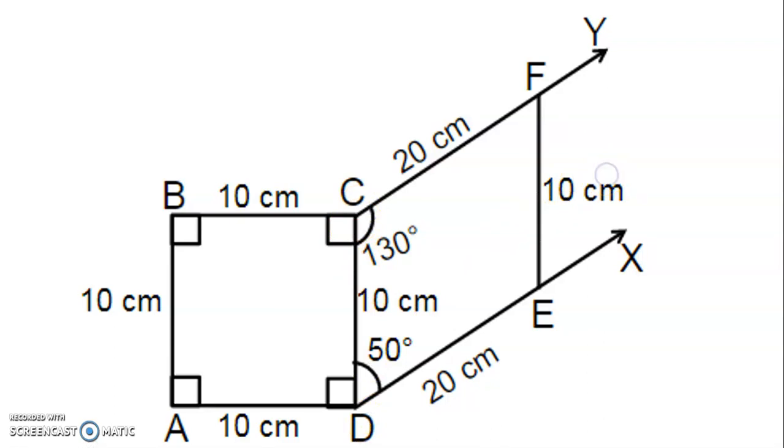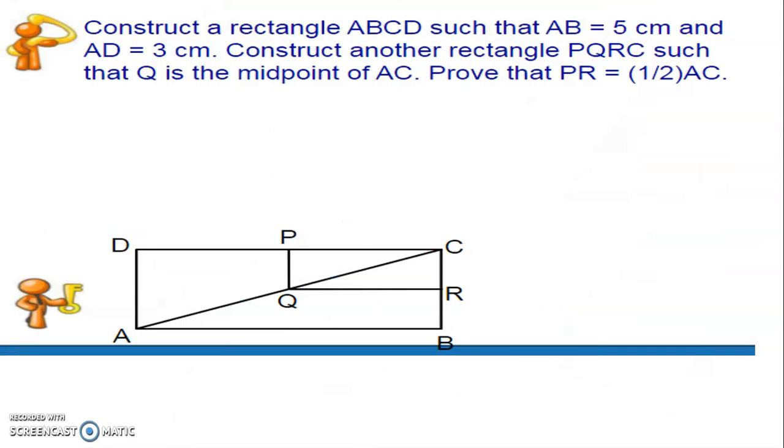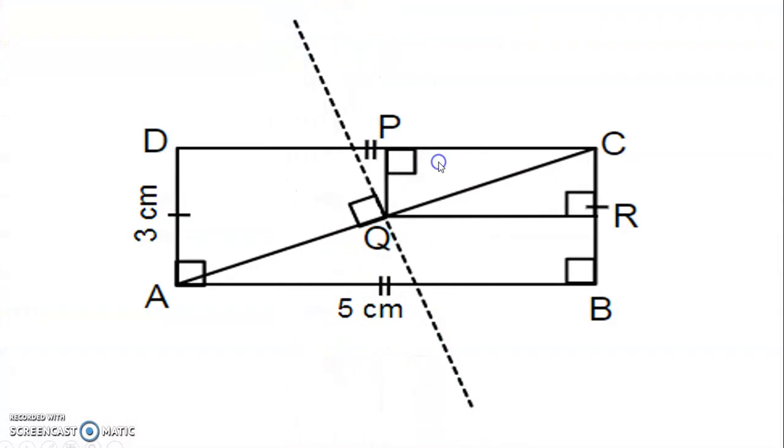Okay, children. Next question is: construct a rectangle ABCD such that AB is equal to 5 cm and AD is equal to 3 cm. Construct another rectangle PQRC such that Q is the midpoint of AC. Then I have to have a rectangle. It's very simple. We already know that these two diagonals bisect each other, but they will not be perpendicular. But we need a perpendicular angle here, isn't it? So your diagram will look like this.